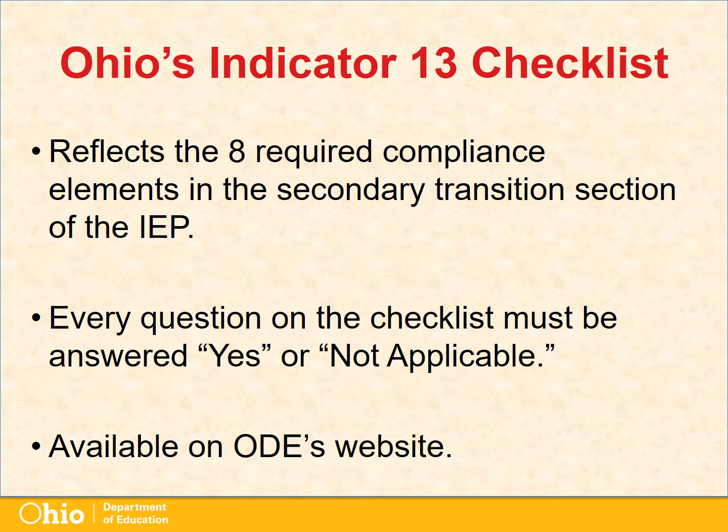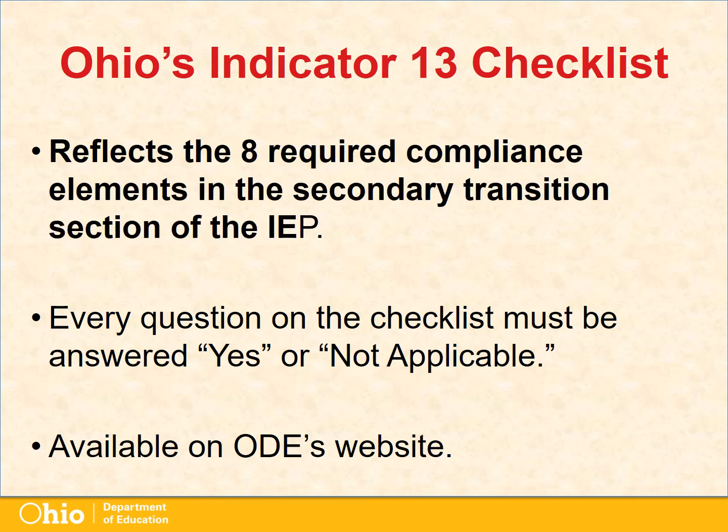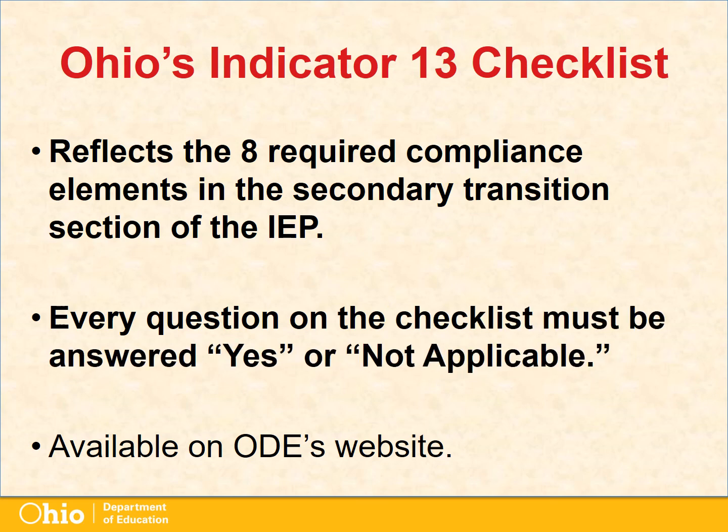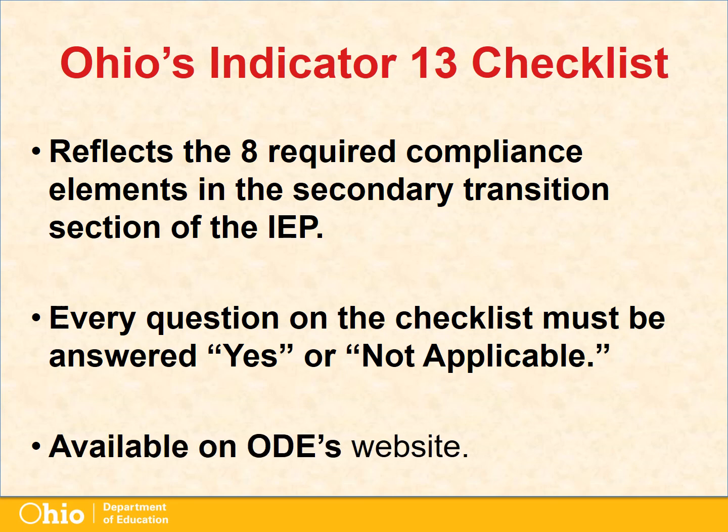The National Technical Assistance Center on Transition, NTACT, created a checklist to help school districts ensure that the IEP includes the necessary secondary transition planning components. The Ohio Indicator 13 checklist is adapted from the center's checklist. It reflects the 8 required compliance elements in the secondary transition section of the IEP. Each question on the checklist must be answered either yes or not applicable for compliance purposes. The checklist is available on ODE's website.